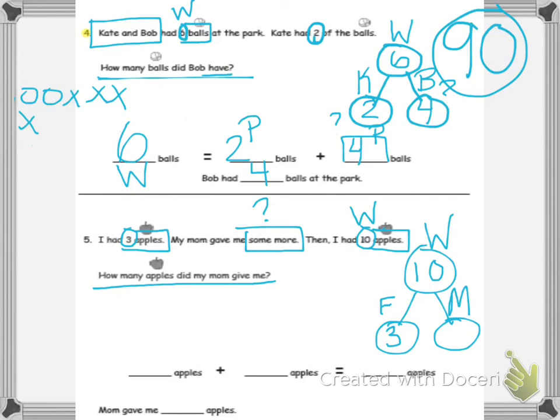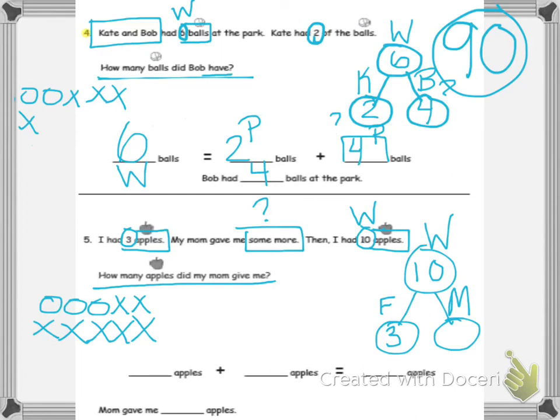Alrighty, guys, let's see if you got it right. So now looking at this, it said I had 3 apples. Remember, I'm going to show you both ways that you can solve it. So you can draw your part first, which is 3. Mom gave me some more. I don't really know how many, but I'm going to figure it out, because I'm going to count on until I get to 10, which is my whole. So 3, 4, 5, 6, 7, 8, 9, 10. So I'm going to figure this out.